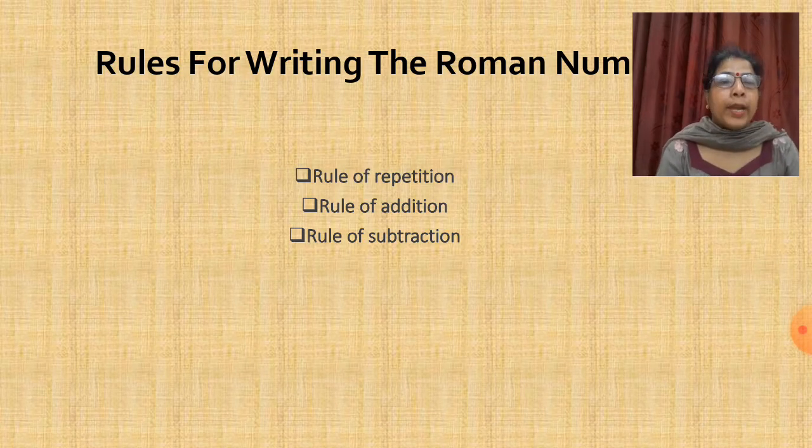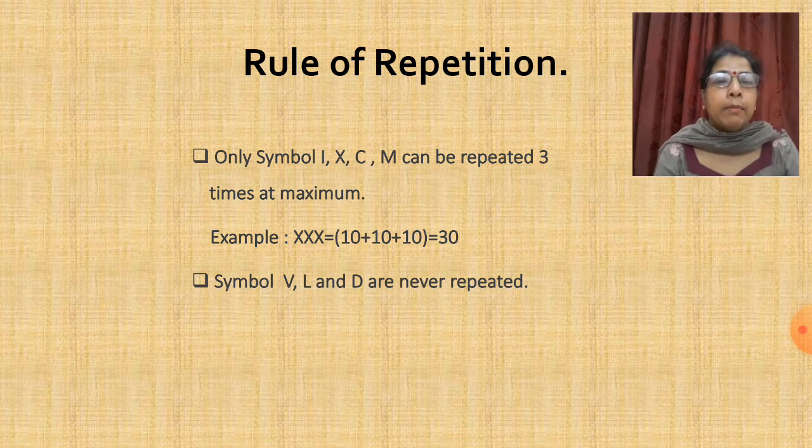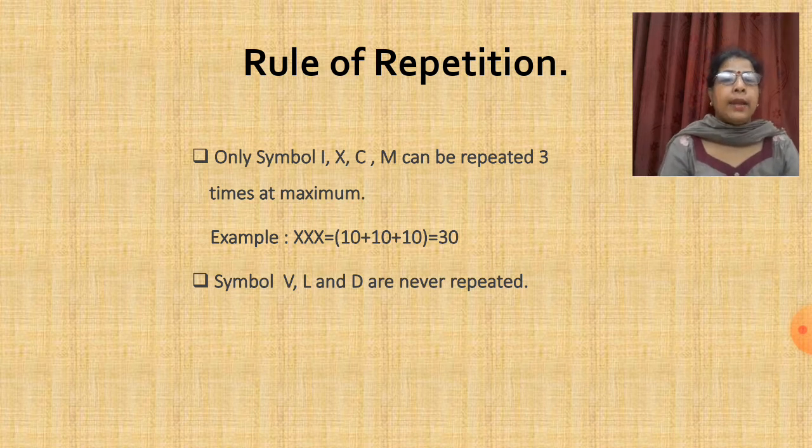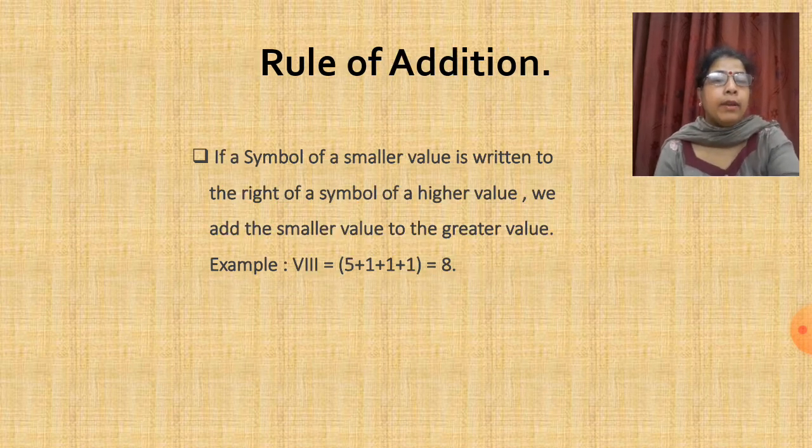Now the rules for writing the Roman numerals: rule of repetition, rule of addition, rule of subtraction. Now what is the rule of repetition? In this we can only repeat a symbol 3 times maximum. Only symbols I, X, C and M can be repeated 3 times maximum. For example, XXX is equal to 10 plus 10 plus 10 is equal to 30. Symbols V, L and D are never repeated.